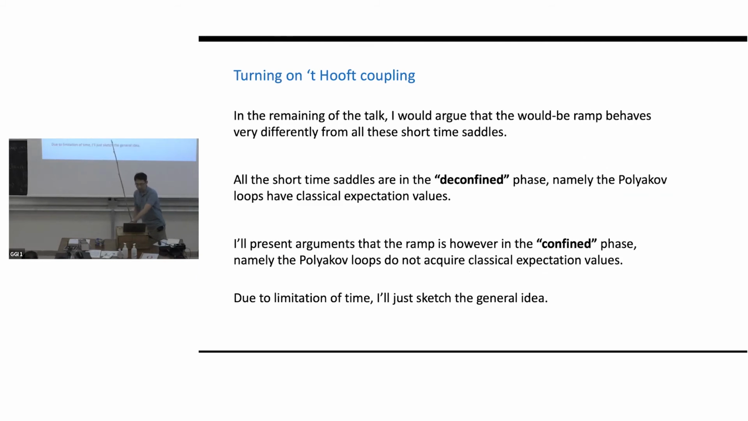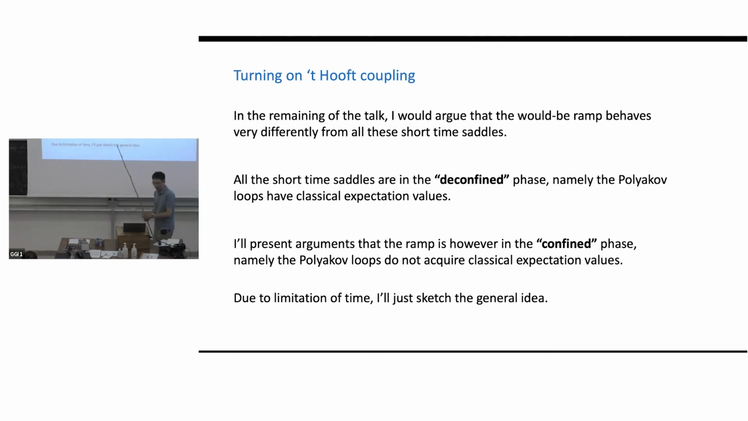Okay. So in the last part of my talk, I will try to argue that this conjectural ramp, or this would-be ramp, should behave very differently from all of these short time saddles. All the short time saddles that I mentioned earlier are in the deconfined phase. In other words, the Polyakov loops have classical expectation values in all of these saddles. I will try to present some arguments that the ramp is very different, in the sense that it behaves as if it is in a confined phase. In other words, the Polyakov loop does not acquire a classical expectation value during the ramp.